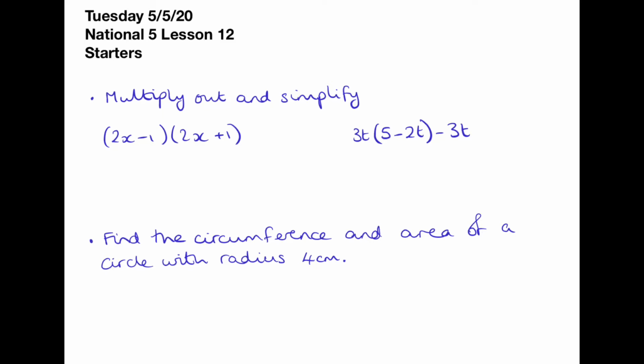Hi everybody, so today what we're going to do is look at all the factorising that we've covered so far and make sure that we're okay with all of it and that we can spot which kind of factorising to use. So our starters today, we're going to first of all do some multiplying out and simplifying, and then we're going to revise a little bit of National 4 work where we're finding the circumference and area of a circle.